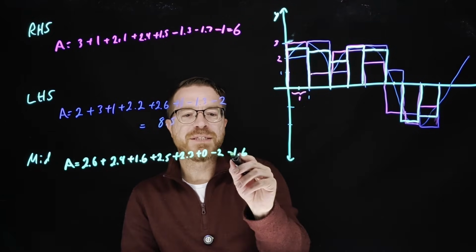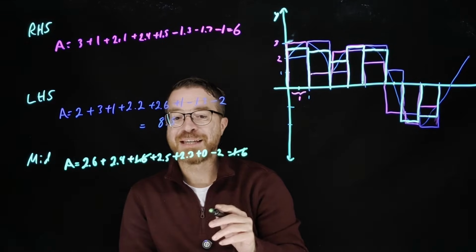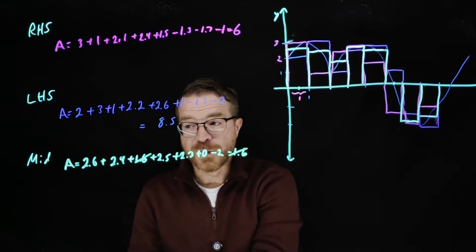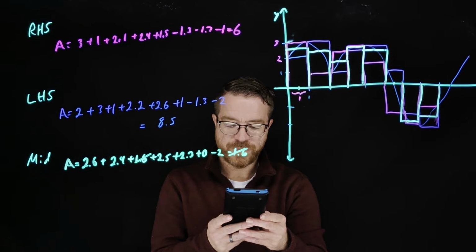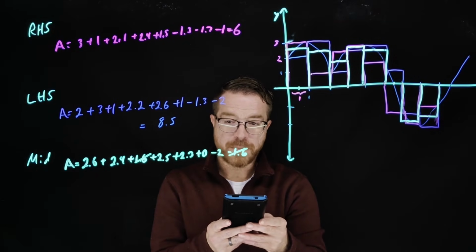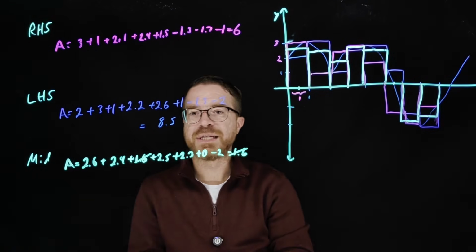So then just to make it a little easier, I do notice quickly that this -1.6 and this +1.6 cancel with each other. So that'll make it a little bit easier to calculate this. So again, I'm going to go back to my calculator and I'm going to get 2.6 plus 2.4 plus 2.5 plus 2.3 minus 2. And I'm going to get an area of 7.8.